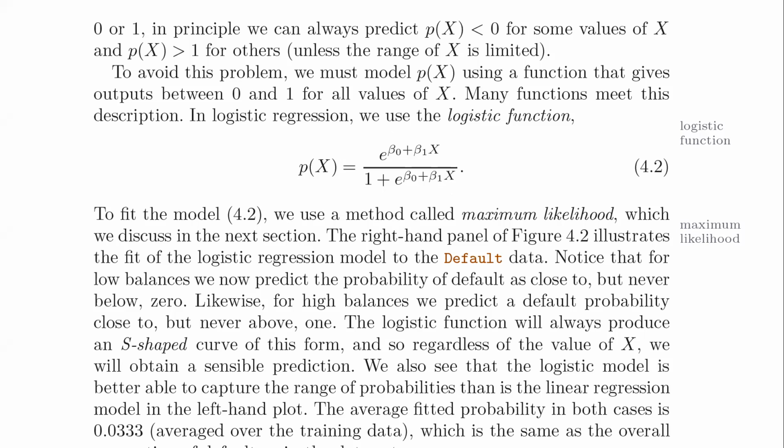Many functions meet this description. I'm just showing you one using tangent inverse, arctan. In logistic regression, we use the logistic function, and that is the probability of default. It doesn't need to be default, right? It could be the probability of arriving late, the probability of divorcing, or the probability of picking a certain course at university, or the probability of continuing your studies after your bachelor's degree.